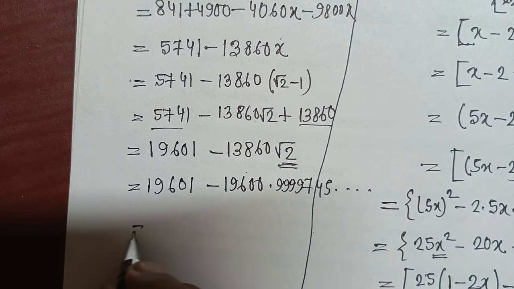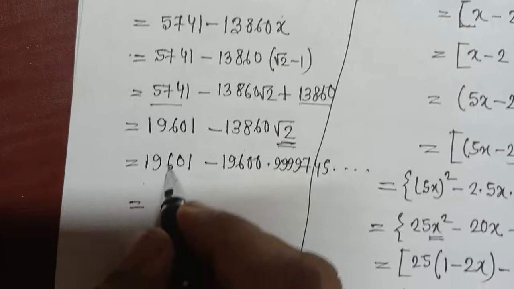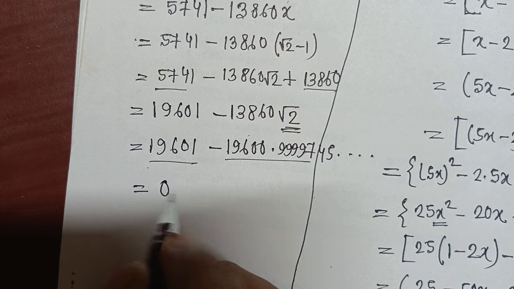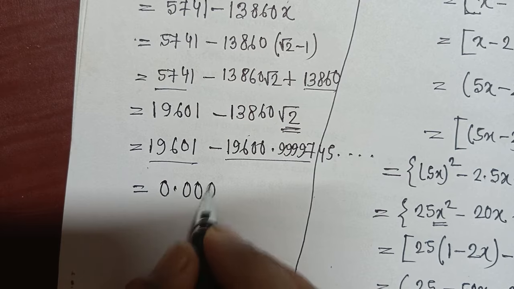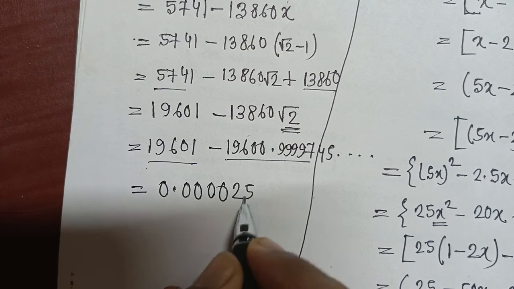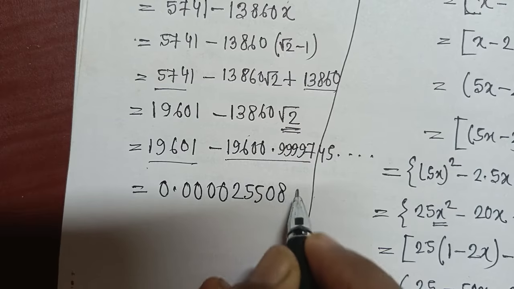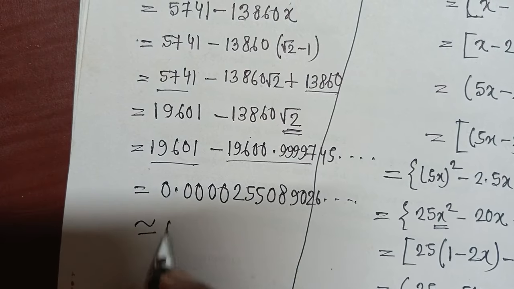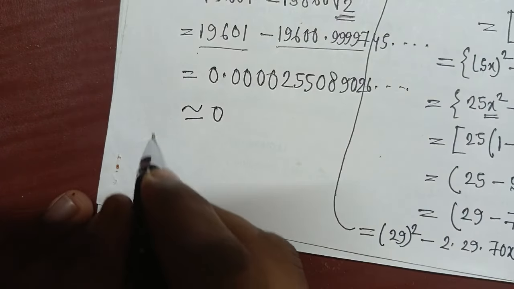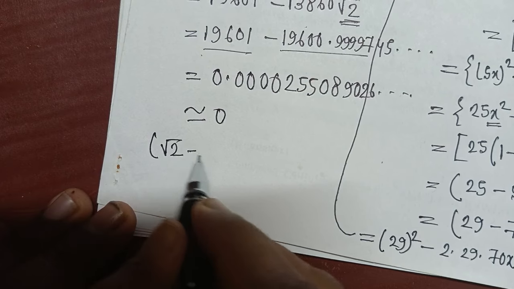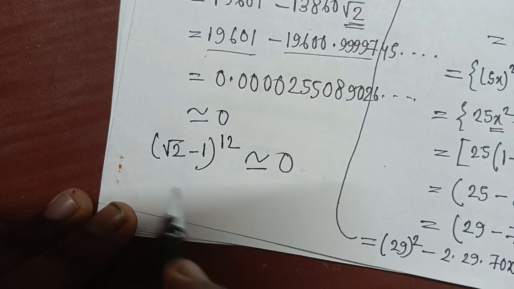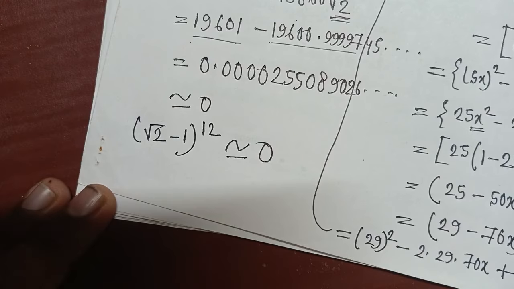If we put the value of √2 into the expression, we get 19600.9999745... If we subtract this value from the other value, we get 0.00255089026..., nearly 0. So if we simplify, (√2 − 1)^12 is nearly 0. So I hope you understand the explanation.